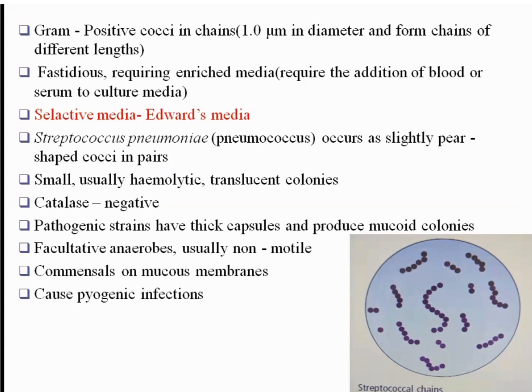Next point: pathogenic strains have a thick capsule and produce mucoid colonies. Only the pathogenic strains have the thick capsule and produce mucoid colonies on the selective media. Next, they are facultative anaerobes and usually non-motile bacteria. Generally they are non-motile, but some may be motile. They are common on the mucous membranes of different animals, and they cause pyogenic infection in different animals.